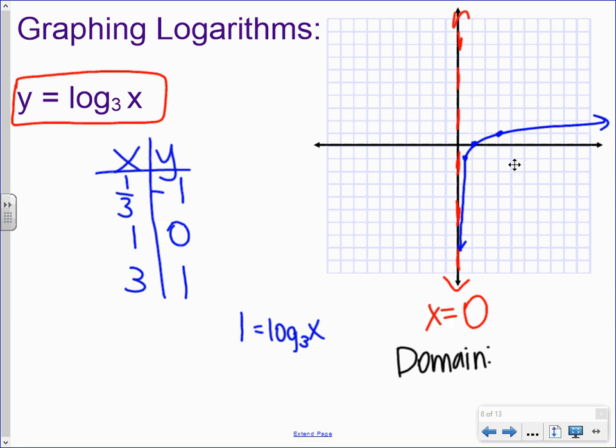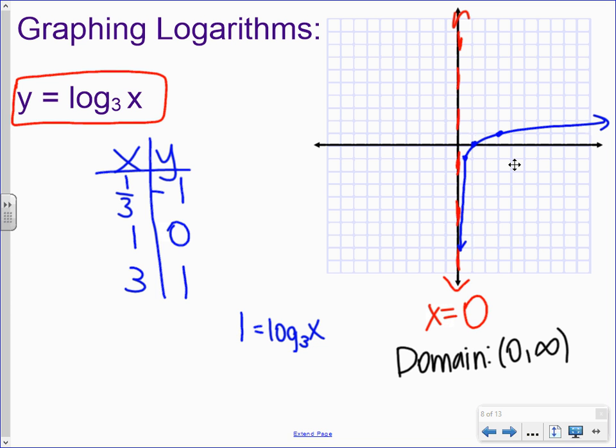What is the domain of this graph? 0 to infinity. Okay. First of all, we can only plug in positive values into our logarithm. Second of all, we have an asymptote at x equals 0, and we only have coordinates to the right of our asymptote. So 0 to infinity is our domain.